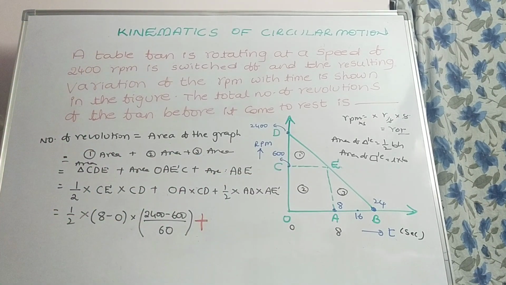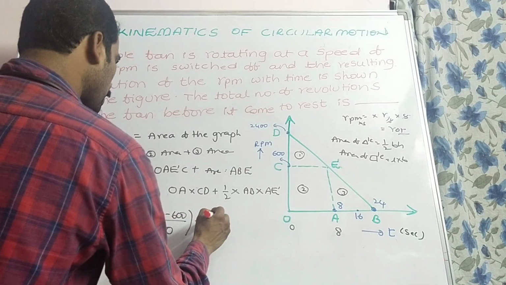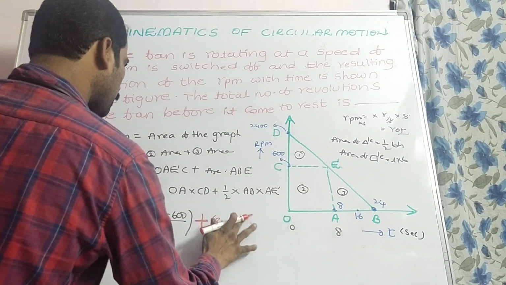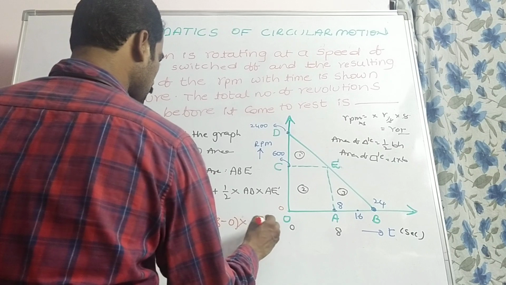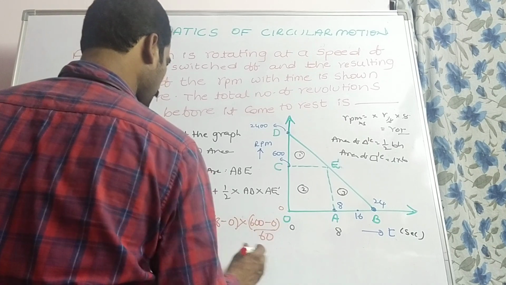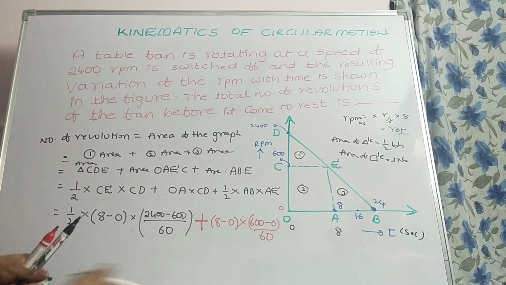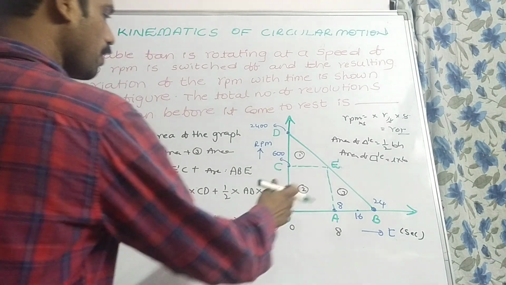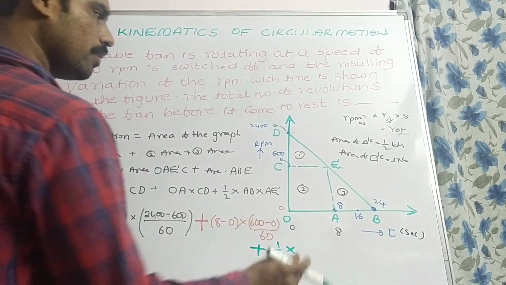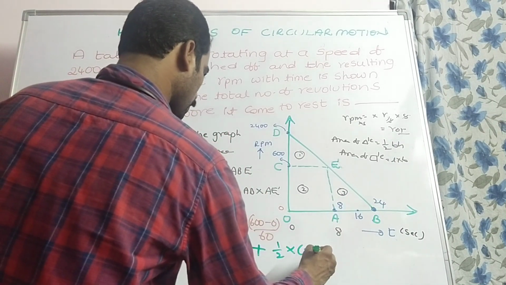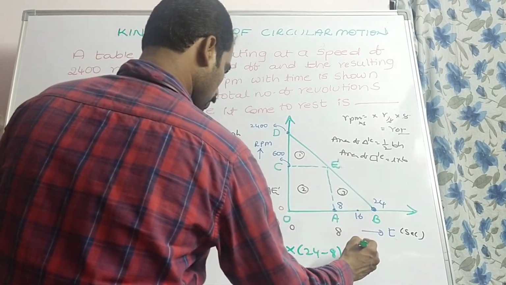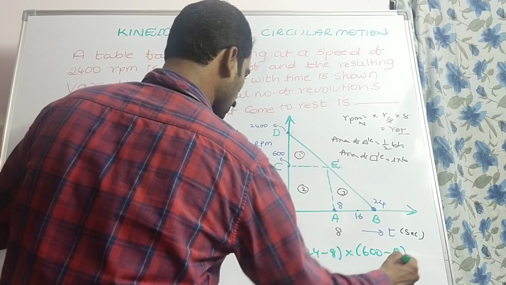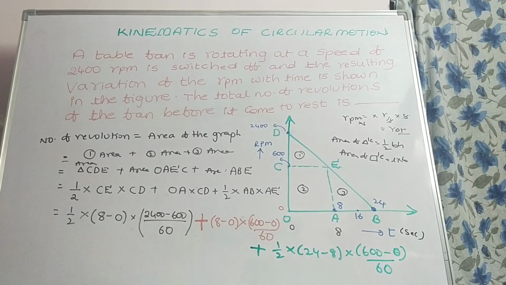Then go for the rectangle, that is OA, nothing but 8 minus 0 into 0 to 600, that is 600 minus 0 by 60, plus the next triangle, half into 24 minus 8 into the 0 to 600 height. So 600 minus 0 by 60.